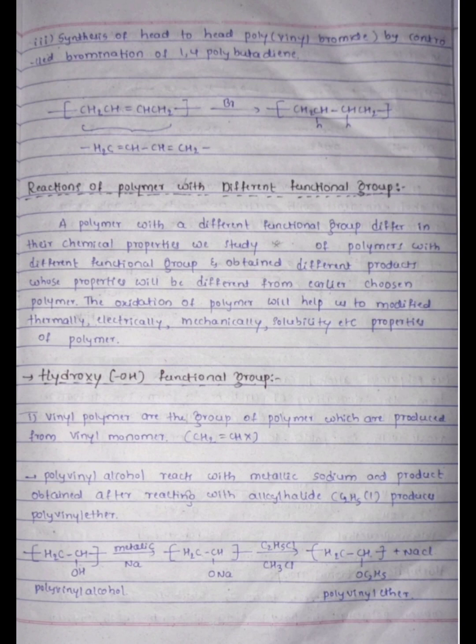Next is the hydroxy functional group. Vinyl polymers are the group of polymers which are produced from vinyl monomers. Polyvinyl alcohol reacts with metallic sodium, and the product obtained after reacting with alkyl halide produces polyvinyl ethers. Polyvinyl alcohol also reacts with ethoxide under alkaline condition to yield ethoxy derivatives of PVA. The reaction is given below, and the third condition is that polyvinyl alcohol undergoes esterification reaction.